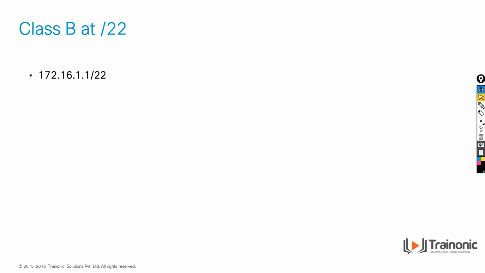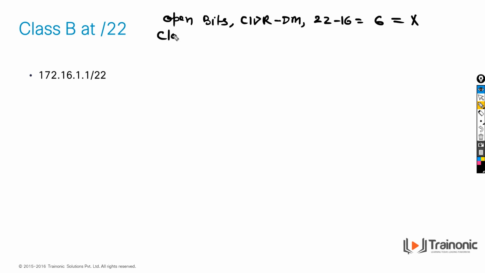Hello friends, in this video we will do the subnetting of class B at /22. First of all, get open bits. Formula is CIDR minus default mask. 22 minus 16 is equal to 6, the x value. Then close bits: 32 minus CIDR, 32 minus 22, is 10, the y value.